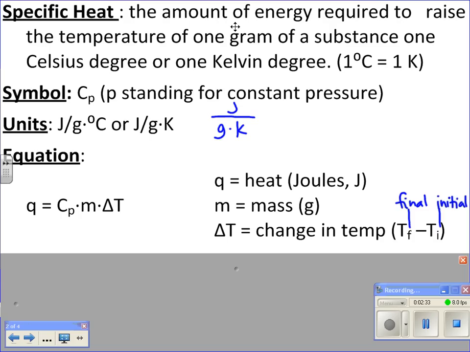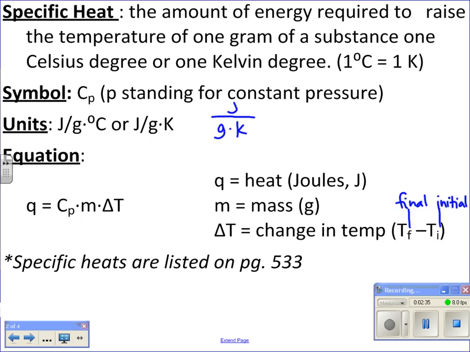A list of specific heats are in your book on page 533 for certain substances. Water is a very common one. It's first on that list. It is 4.184 joules per grams Kelvin. Other things on that list are things like ammonia, ethanol, aluminum, calcium, copper, iron, mercury.